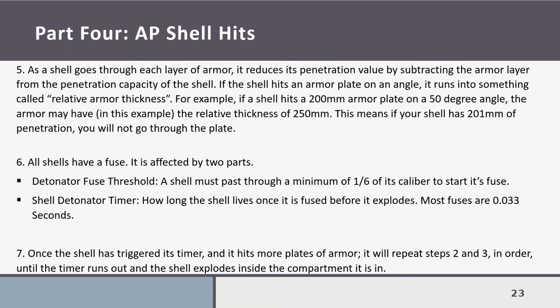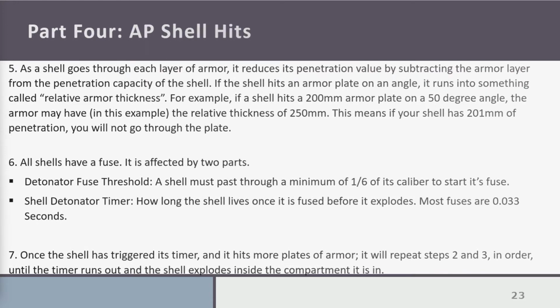So once the shell triggers its timer, it hits more plates of armor, and it will repeat steps 2 and 3 about checking the angle and penetrating through, and if it still has enough penetration, subtracting from those plates as it goes through, until either it runs out of time and explodes inside the compartment, or it massively hits something and internally shatters. Normally shells don't internally shatter in things like the Citadel and whatnot, unless they're mostly exposed, but once they go inside a compartment of the ship, they'll explode in there and do their damage.